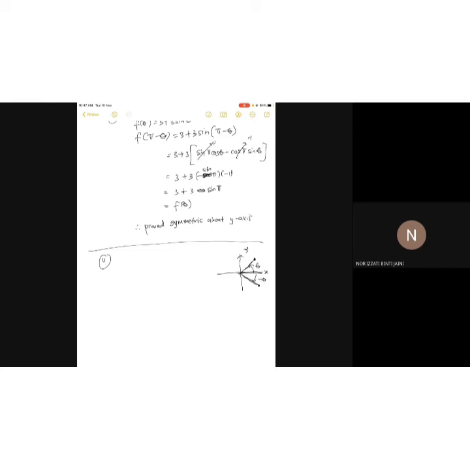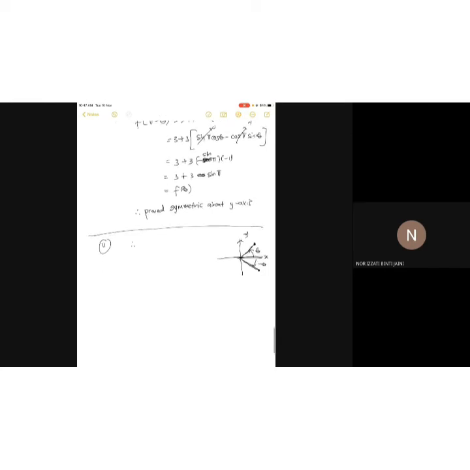Okay, so untuk prove kan that your curve is symmetric about the x-axis, you have to prove that your f theta is equals to your f negative theta. Okay. So kita ambil soalan 9J.